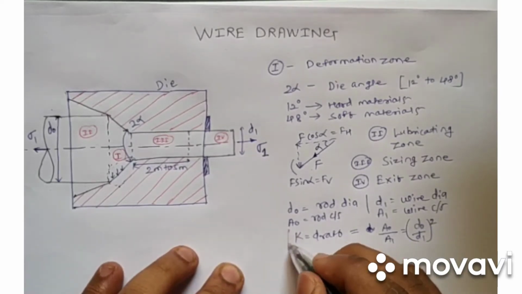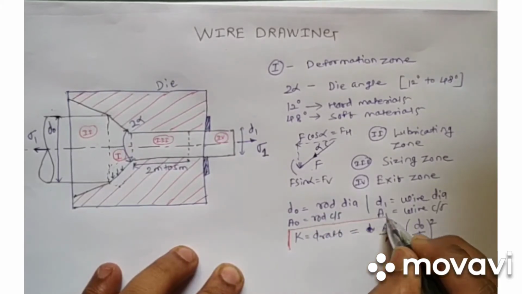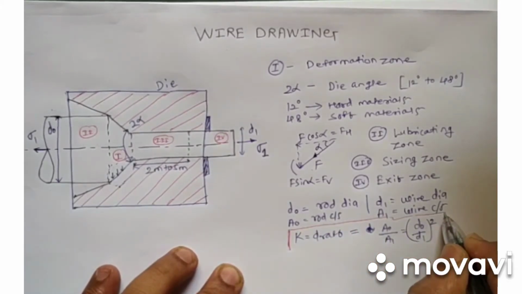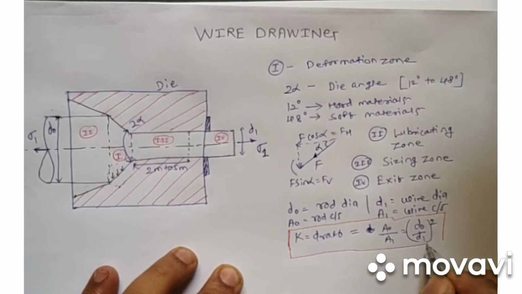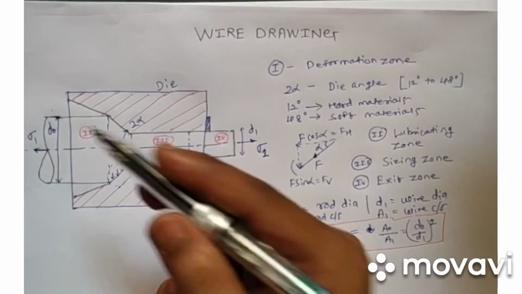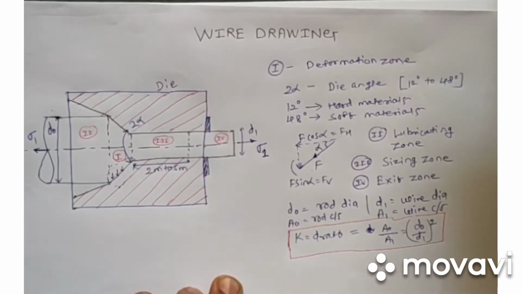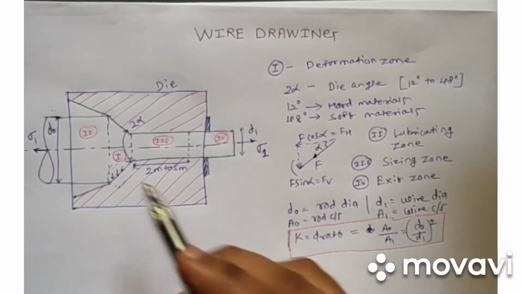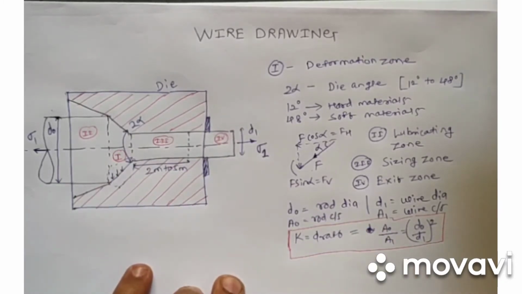So this is an important term. It indicates the ratio of the initial wire diameter square to the final wire diameter square, or initial area to final area. So this is called draft.